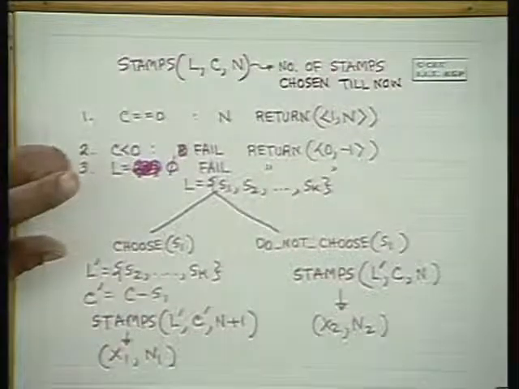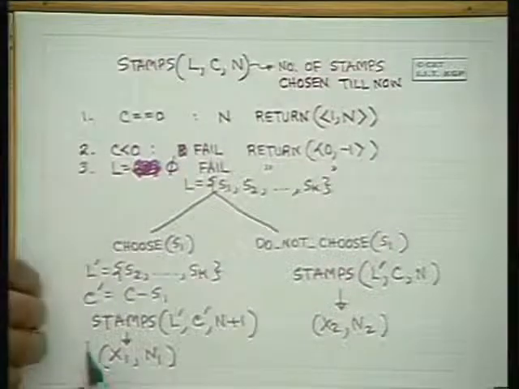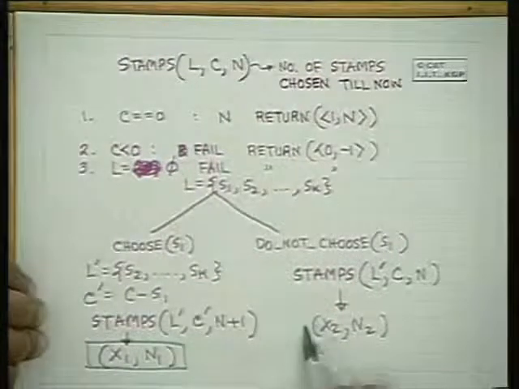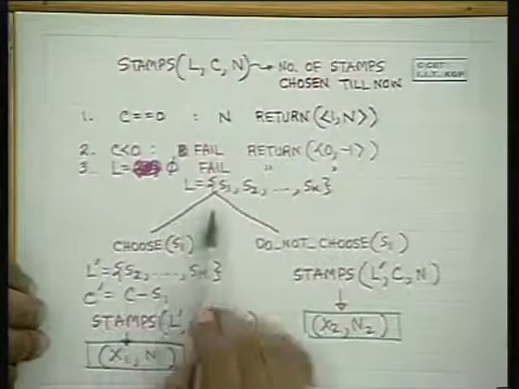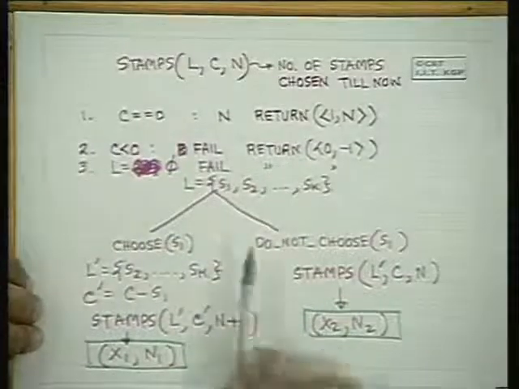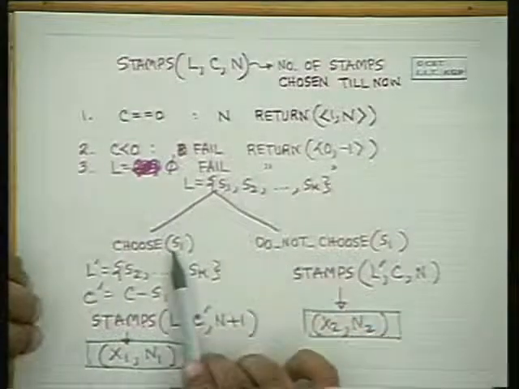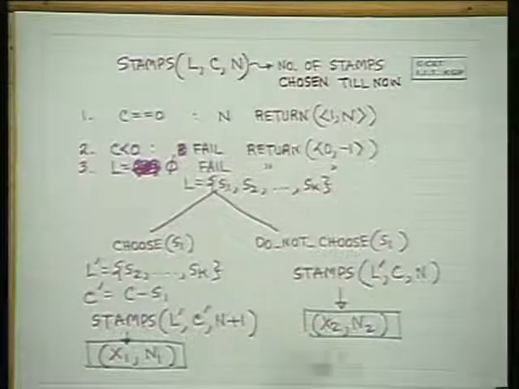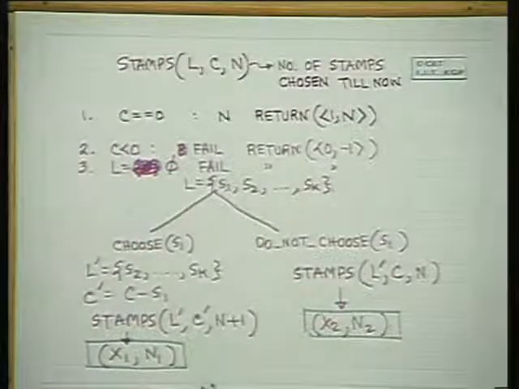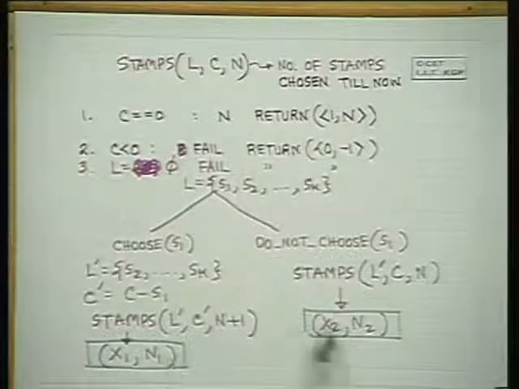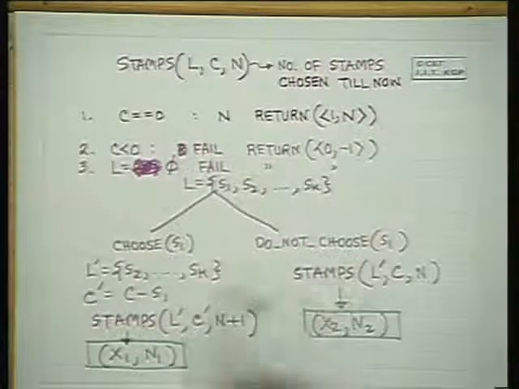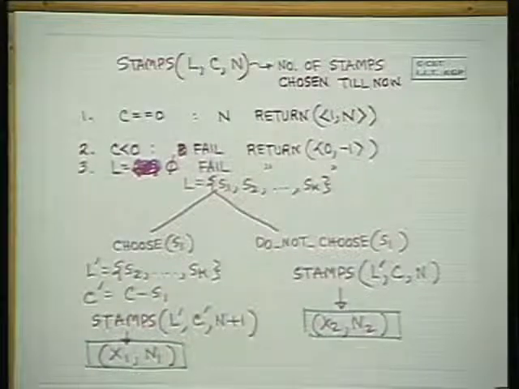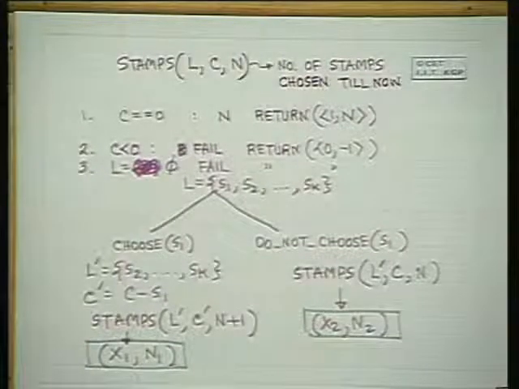So these are the only 2 options I have at my disposal. I can either take S1 or not take S1. I could have done it for any one of these, but I can just choose one of them and do it. There are other decompositions, but this is the one which we are taking. Now I compare these 2. These are the 2 recursively decomposed solutions that I have obtained.